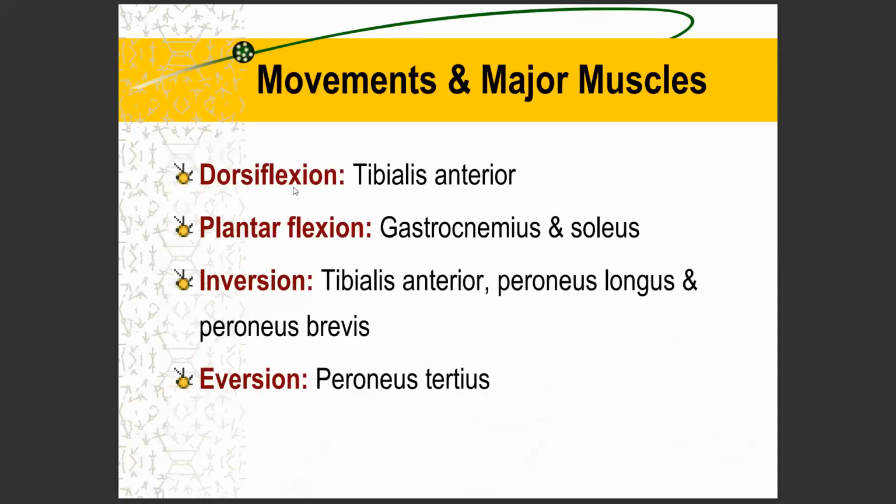Movements and major muscles. The muscle responsible for dorsiflexion is the tibialis anterior. For the plantar flexors, the important muscles are the calf muscles, the gastrocnemius and the soleus. These both are the plantar flexors. Similarly, the tibialis anterior, the peroneus longus and peroneus brevis, these three muscles are responsible for inversion, while the everters, they are the peroneus tertius.